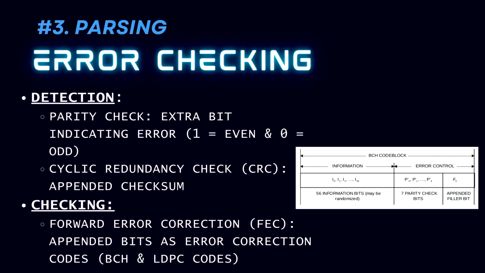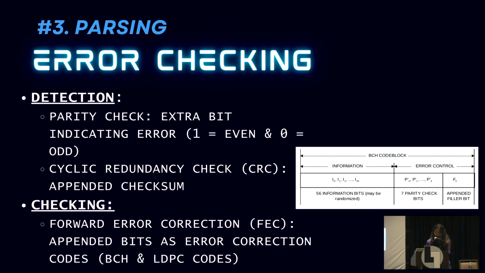And if a space packet protocol that's being used for a satellite system does include some kind of redundancy or error checking, it will use parity checking, which includes an extra bit at the end of a packet indicating error. So for example, 1 would be even and 0 would be an odd case scenario indicating no error. And typical error detection systems that are used for satellite communication specifically include CRC with an appended checksum at the end of it. And for checking itself, FEC is a pretty common error checking standard alongside BCH and LDPC codes.